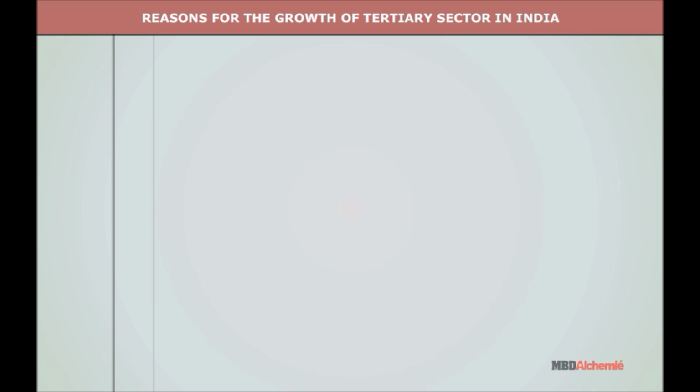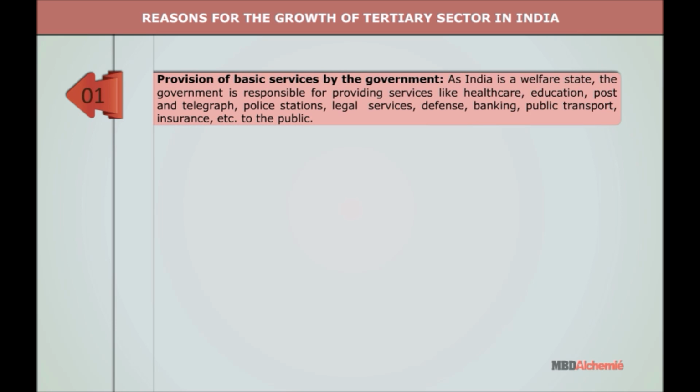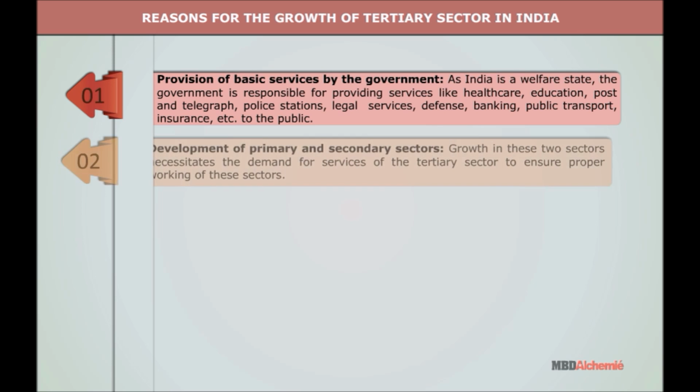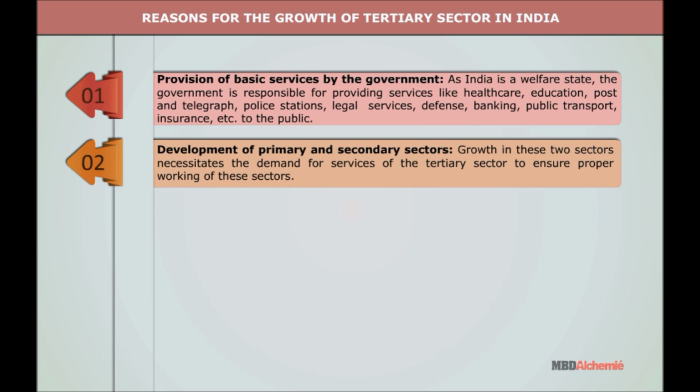Reasons for the growth of tertiary sector in India. Provision of basic services by the government. As India is a welfare state, the government is responsible for providing services like healthcare, education, post and telegraph, police stations, legal services, defense, banking, public transport, insurance, etc. to the public. Development of primary and secondary sectors.